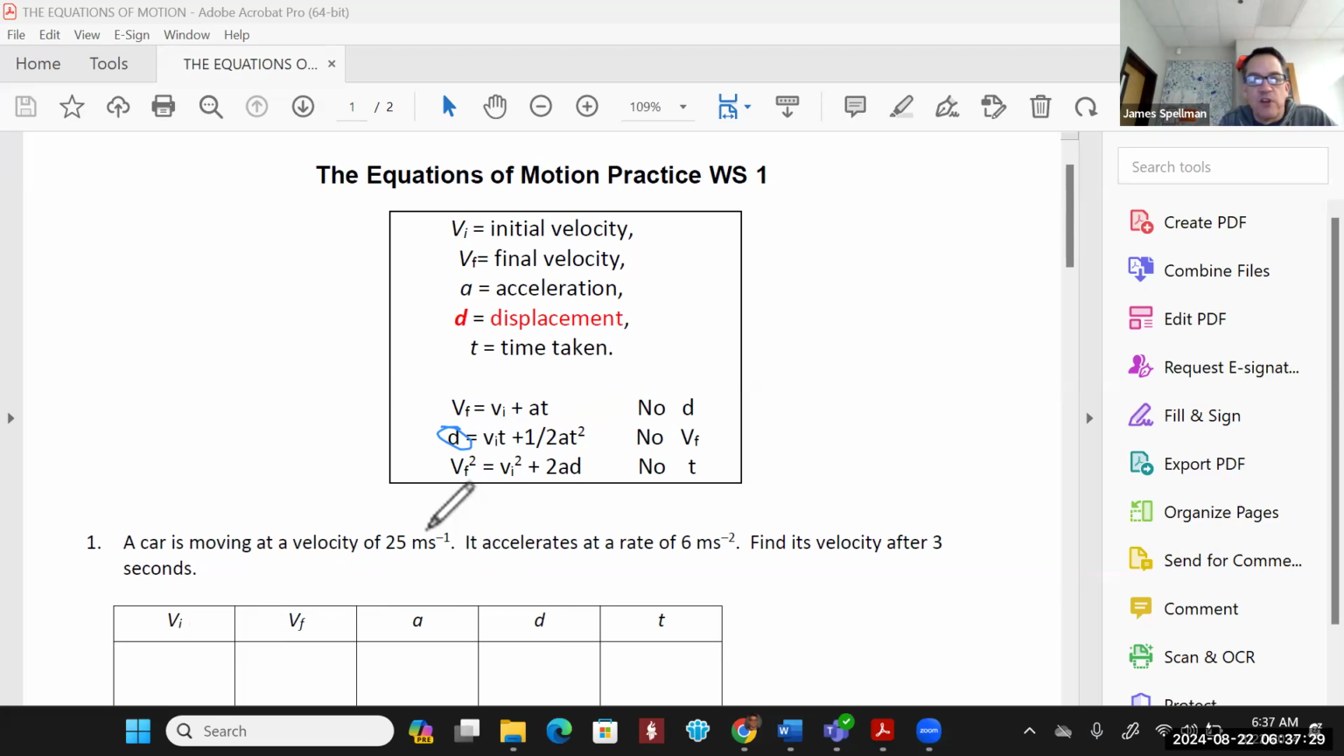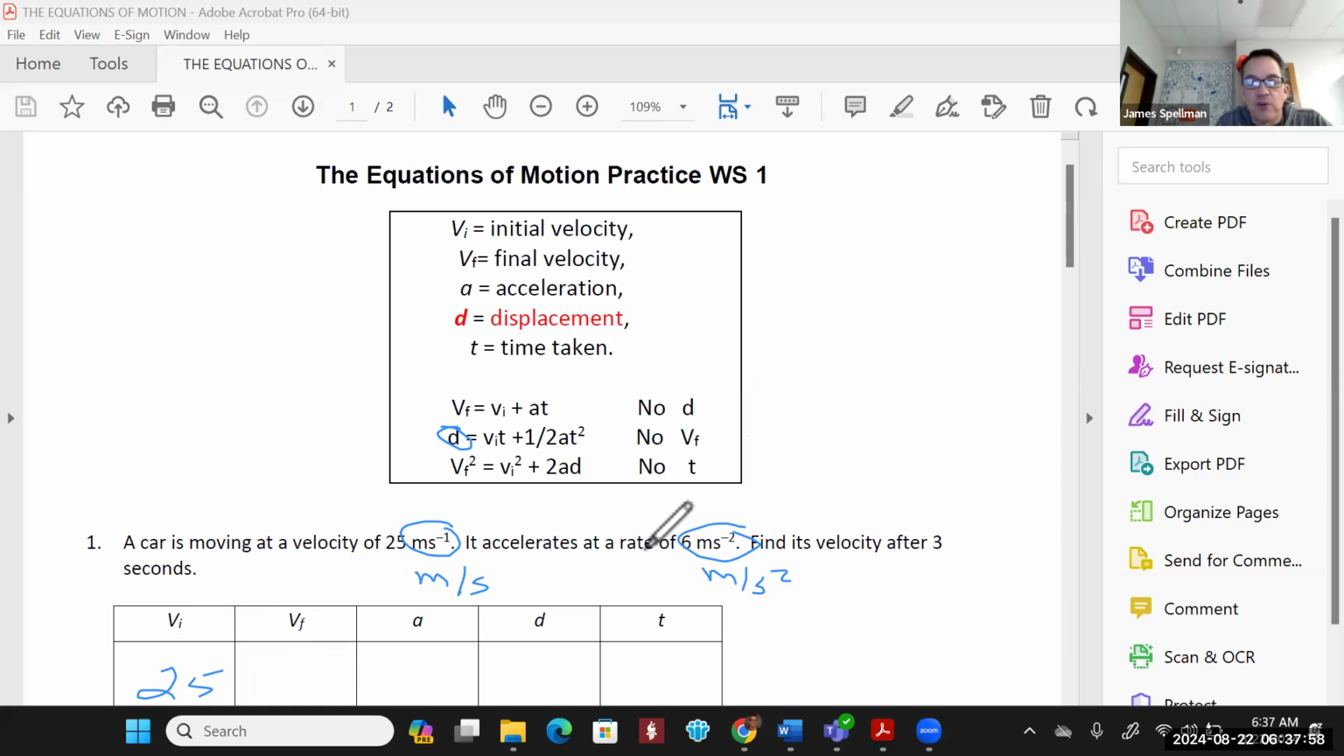But it says a car is moving at a velocity of 25 meters. And I know that might look a little bit different to you, but that's a negative exponent. So that basically means meters per second. And this one basically means meters per second squared. So it's moving at a velocity of 25. So we're going to assume that that's how fast it's going right now. So that's going to be its initial velocity. So if you're listing this out on your own, you might have to make your own chart, say VI equals 25.